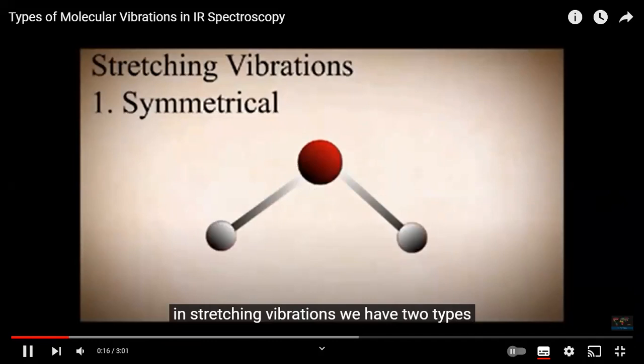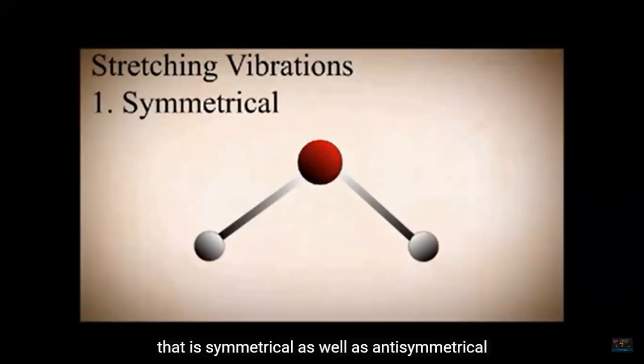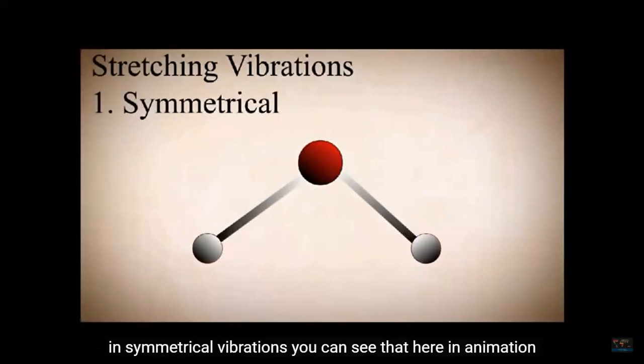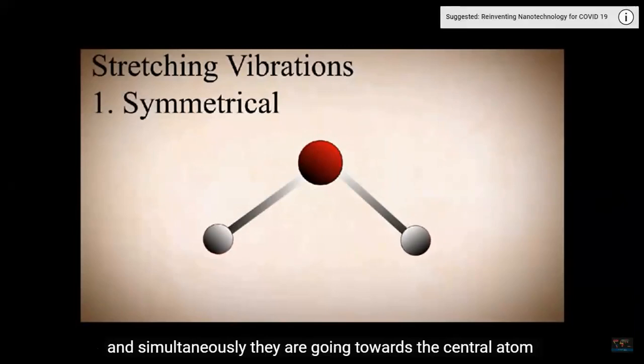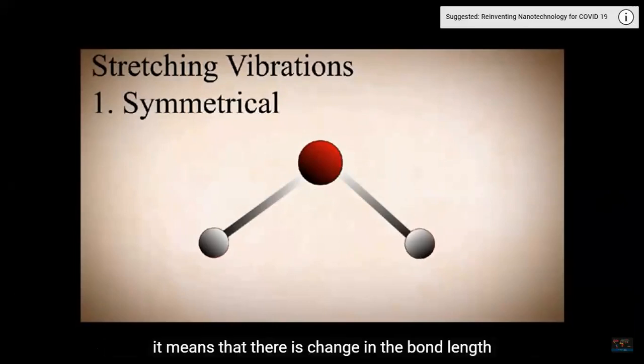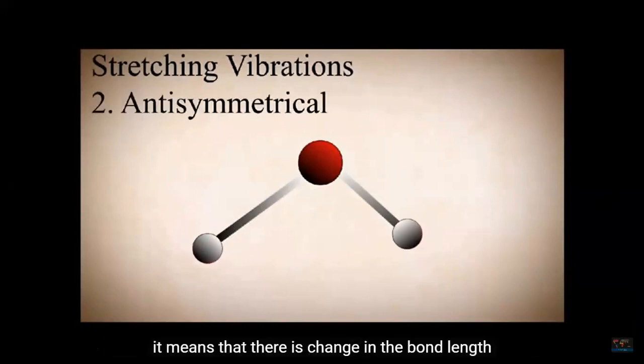In stretching vibration, we have two types, that is symmetrical as well as anti-symmetrical. In symmetrical vibration, you can see here in animation that both the atoms are going away from the central atom and simultaneously they are going towards the central atom. It means that there is change in the bond length.